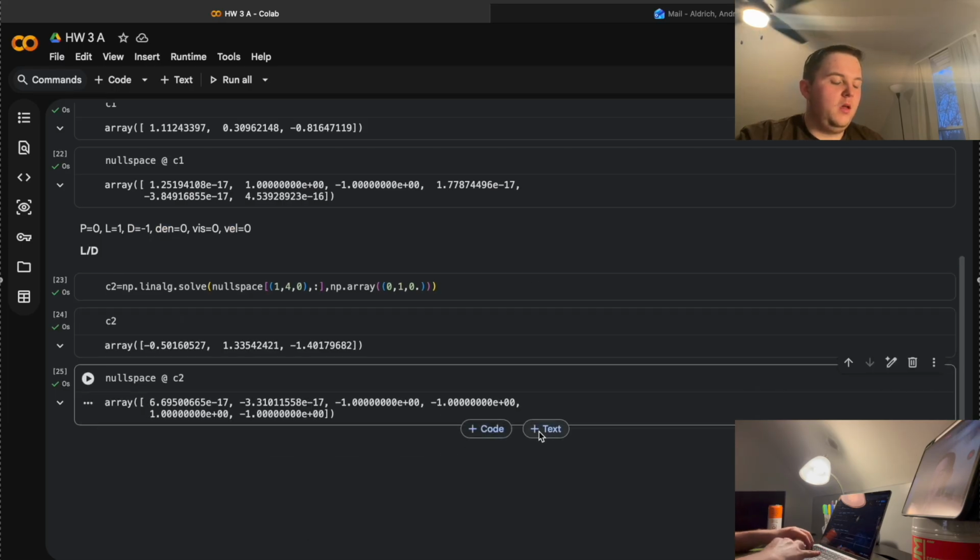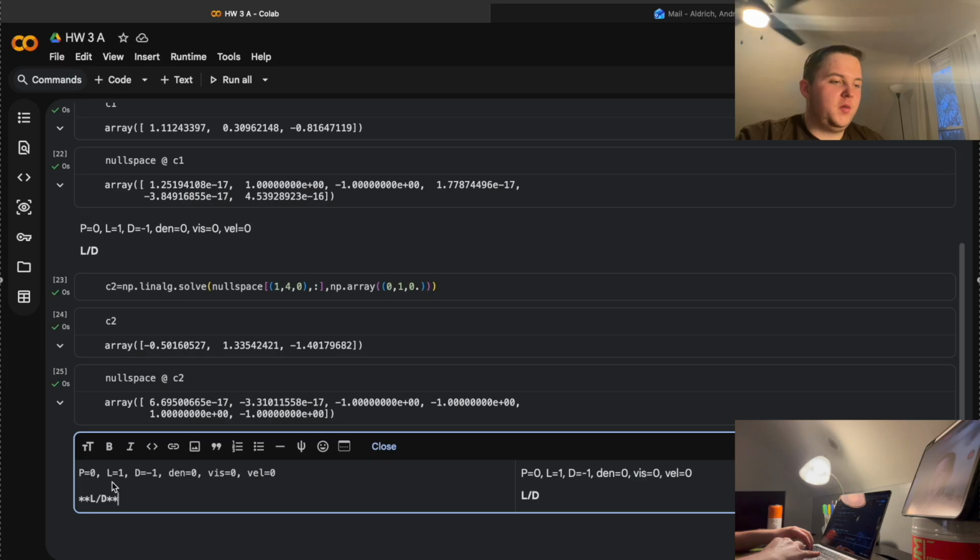So our pressure is still going to be 0 here. Our length is going to be 0 here instead of 1 now. Our diameter will still be -1. Our density will now change to -1. Our viscosity will go to 1. And velocity will go to -1.